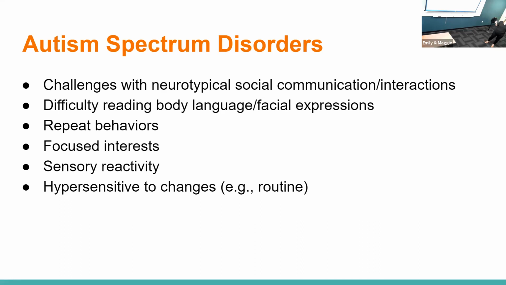So typically, again, I'm talking about prototypes, but everyone is different. Folks with autism spectrum disorders have challenges with neurotypical social communication and interactions. So again, there's that societal component, right? Neurotypical expectations like eye contact, tone of voice, body language, what is expected, quote unquote, from society. They may have difficulty reading body language and facial expressions. And as we're going through these, let's start thinking about what we do in the classroom, or what our policies are. What does our environment look like that might pose challenges to someone who has these difficulties?